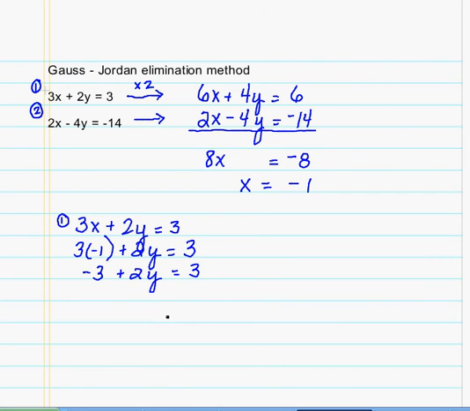And now you can solve for y. So we'll bring the 3 over to the other side, giving us 2y equals 6. And we can divide both sides by 2 to get that y is 3. So we know that our solution to this system of equations is negative 1, 3.